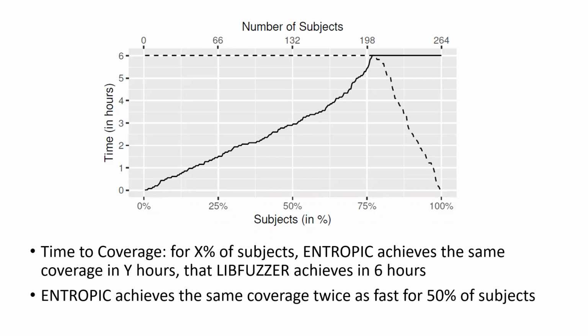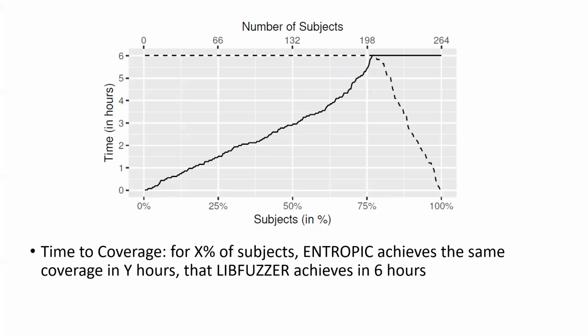Let me check how to read this diagram. Would you please repeat it again? They have 264 subjects, and how do we read these lines? For example, suppose 50% of the subjects. What do these 3 hours mean? It means that in 3 hours, Entropic can achieve the same amount of coverage as the previous fuzzer does in 6 hours. I got it.